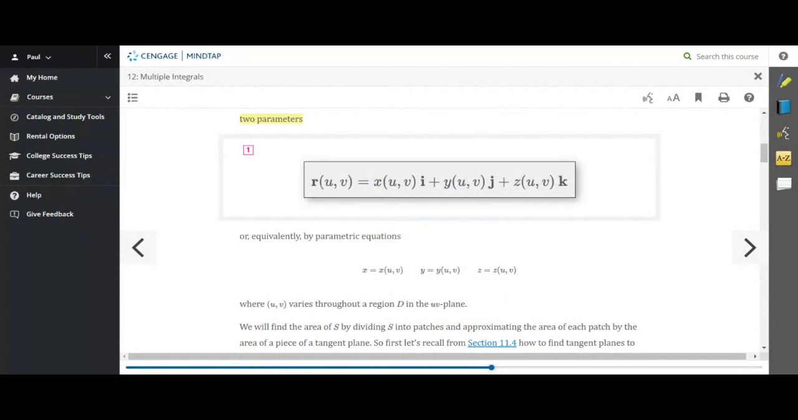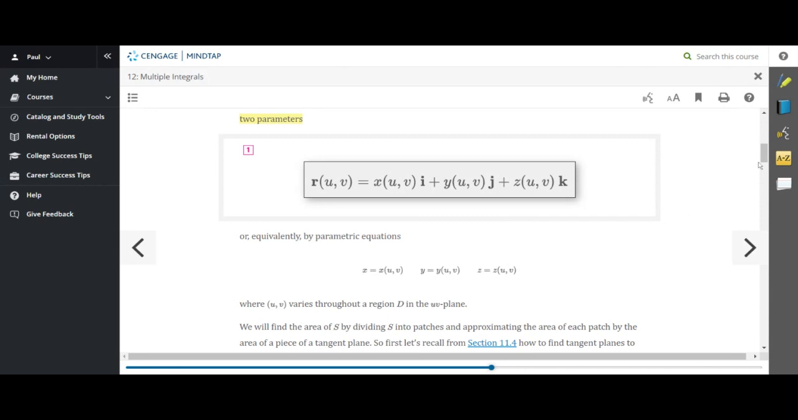So for this vector function of two parameters, if you hold the u variable constant and differentiate that vector function with respect to v, that's going to get you r sub v. If you hold the variable v constant and differentiate that vector function with respect to u, which is now the only variable, then you have the tangent vector r sub u.